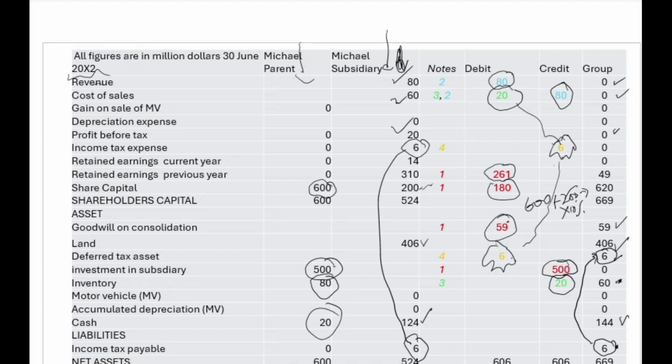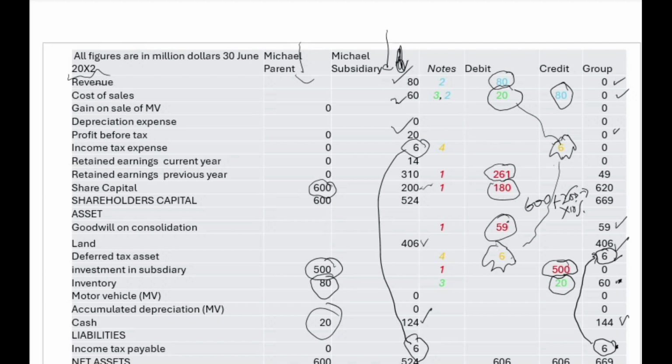Now there are two streams of thought. Which intergroup transaction should we consider for non-controlling interest? One stream of thought is that anything that's affecting the Michael subsidiary's shareholders' equity. So there could be a transaction that has been initiated by the parent and it is going to affect Michael subsidiary.